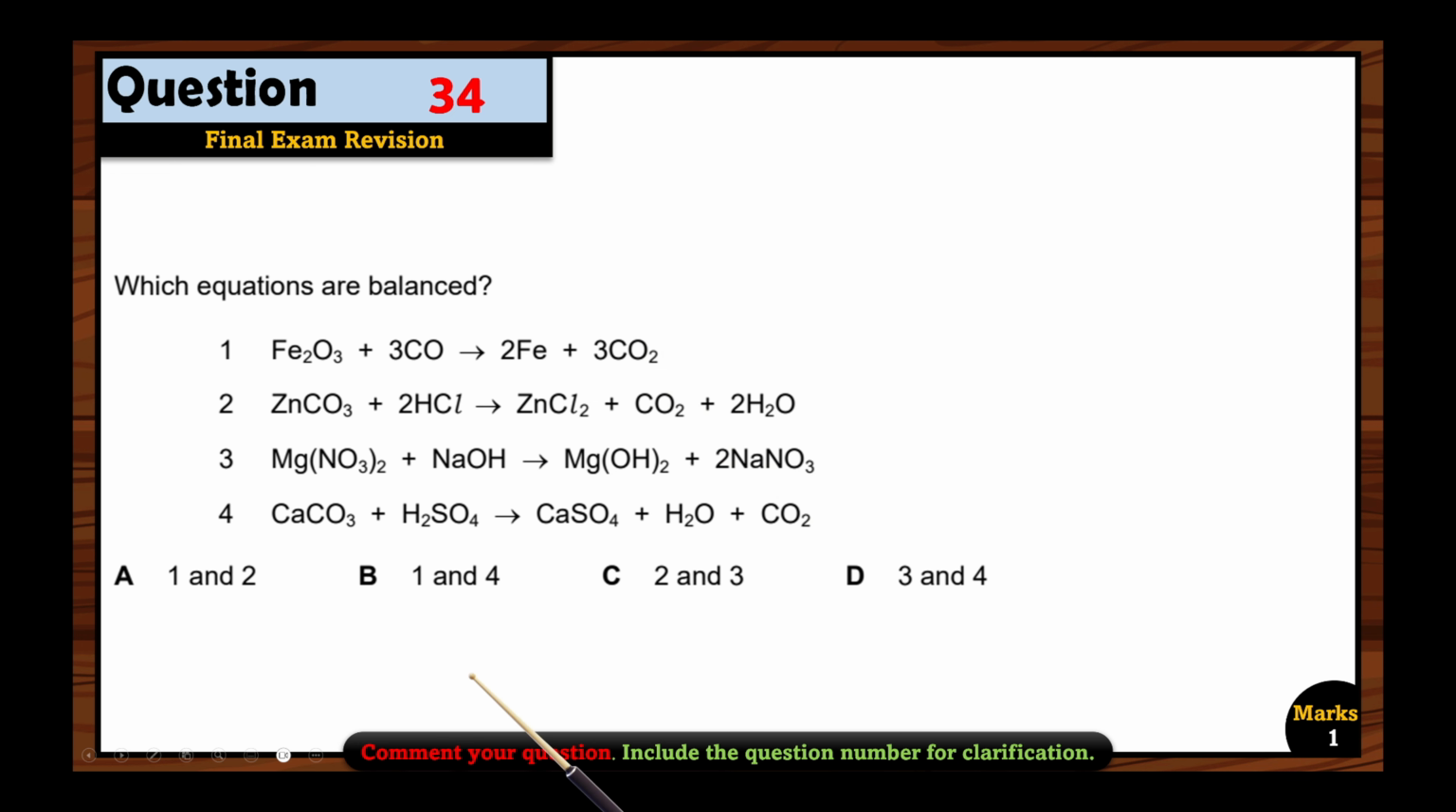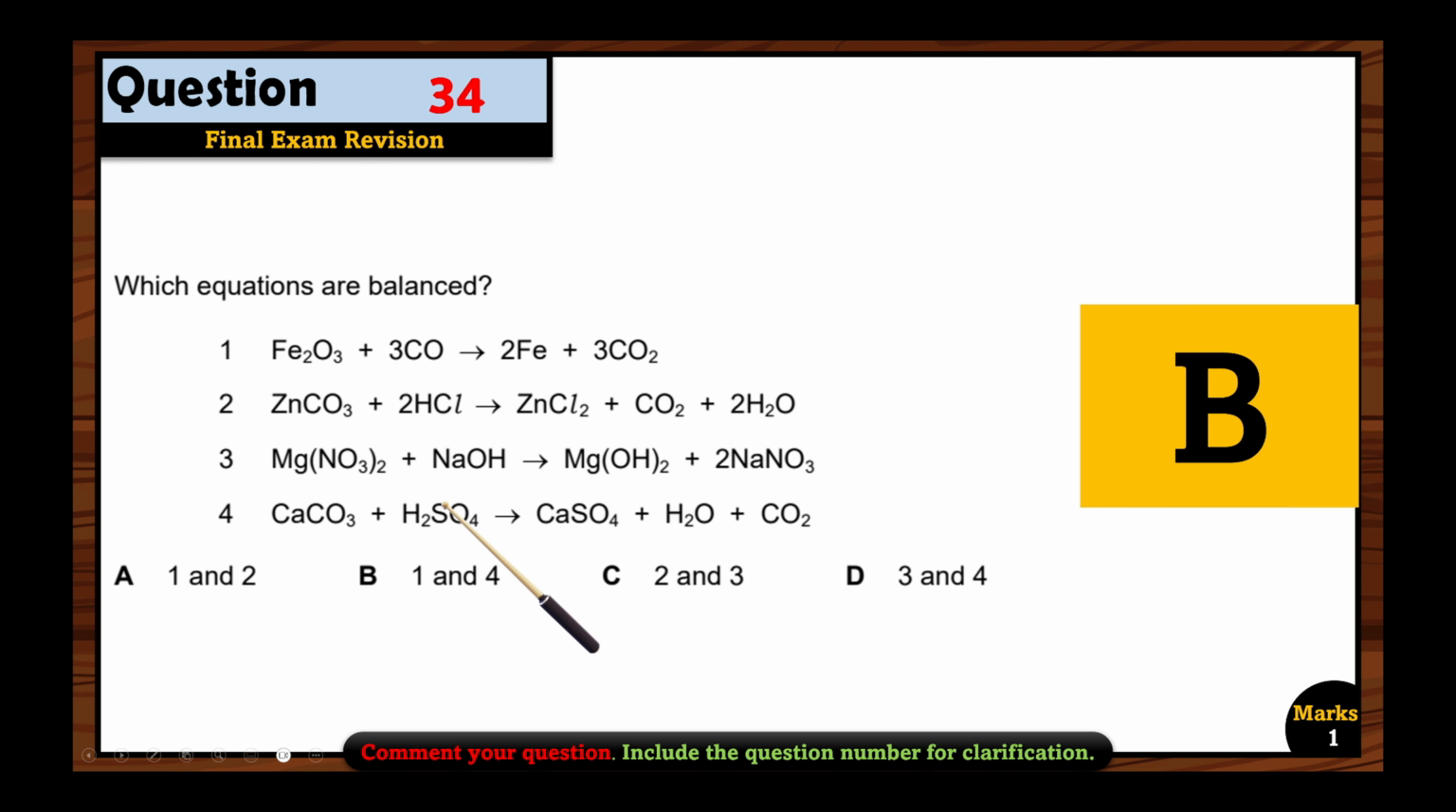Zinc, 1. Yes, that's fine on both sides. Carbon, how many carbon do we have? 1 carbon here, 1 carbon here. That's also fine. How many oxygen do we have? 3 oxygen. But here, if you see, we have 2 oxygen. So it means 2 is not balanced. So we are only left with option B, that is 1 and 4. Okay, so option B is the right option.